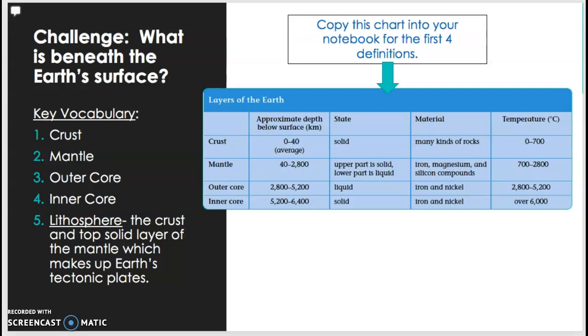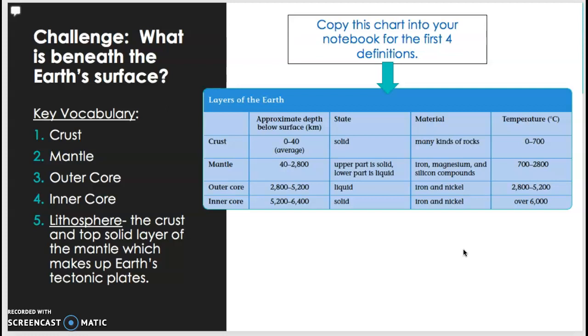So we're going to talk about magma and lava. The mantle is made up of iron, magnesium, and silicon compounds. And it can range all the way up to 2,800 degrees Celsius. So pretty hot. I mean, we're talking about melted rock. And then even beneath the magma, it's even hotter. Below the mantle is the outer core. It reaches down to 5,200 kilometers. It is a liquid layer. And we're going to talk about how we know that it's liquid in a little bit.